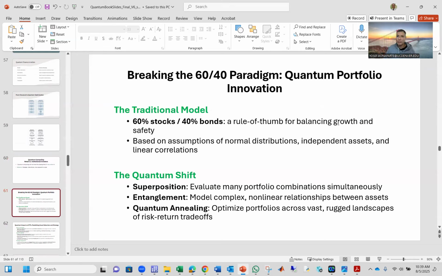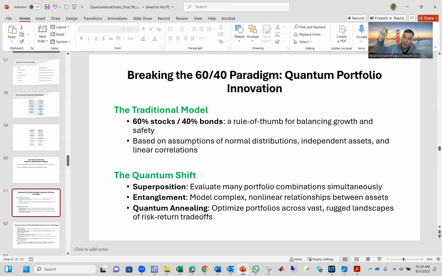As of now, there is something called passive investing, which is basically you buy an ETF ready. It's 60% S&P, and then you buy a couple of bonds, and I will call it the 60-40 paradigm: 60% of your money in the S&P and 40% in bonds. With quantum, we're going to break this. It's going to shift from this 60-40.